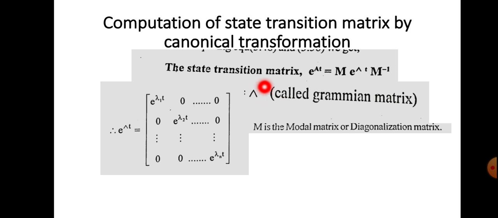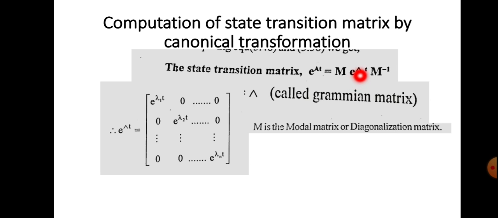For the state transition matrix, we know its representation is e raised to At, or phi of t, and it is obtained from the modal matrix as M into e raised to gamma t into M inverse. So in finding the state transition matrix, you have to find the M value, and also you have to find gamma, the diagonal matrix. So you should know what this matrix is. M is the modal matrix.